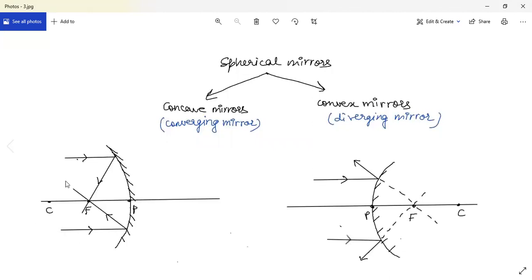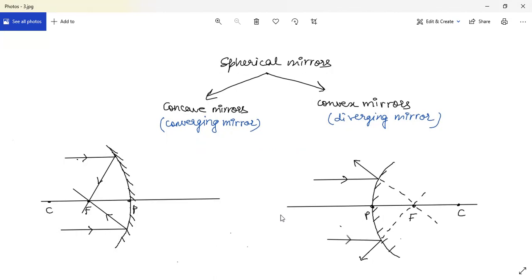So this is a diagram of a concave mirror. So you can see here how the incident ray after reflection is converging at a point. That's why it is known as converging mirror. And convex, you can see how it is diverging after reflection. So it is known as diverging mirror.